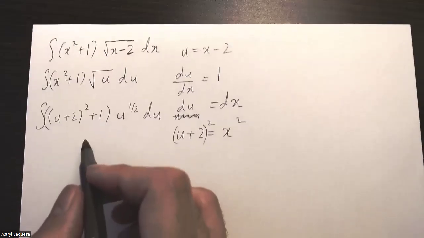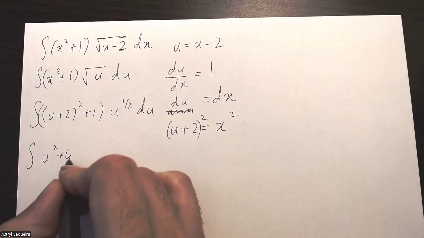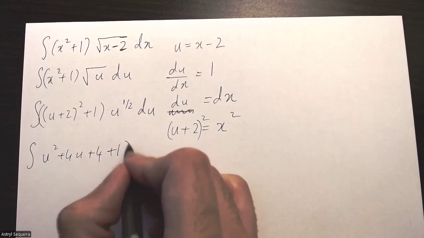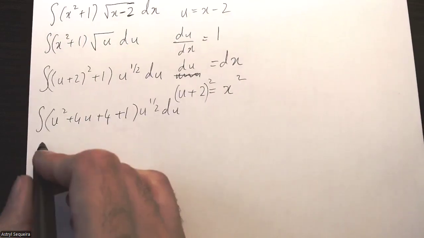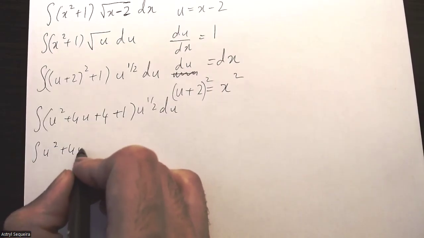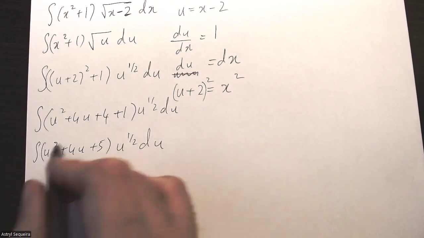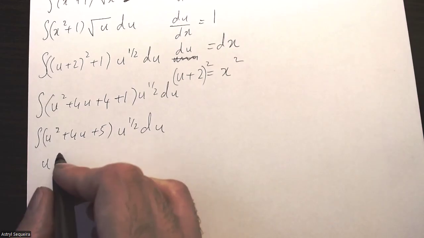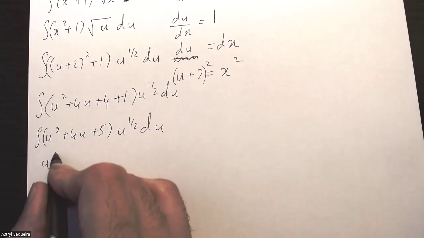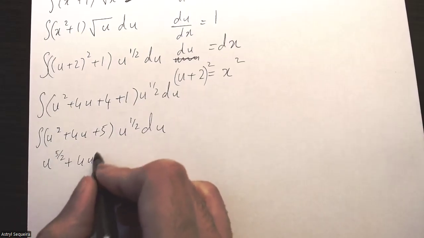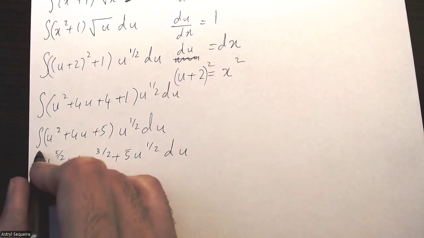So now I just have to integrate this. Before I integrate it, I want to simplify it. I'm just going to expand that bracket. So that's u squared plus 4u plus 4 plus 1 u to the half du. And I'll combine like terms inside this bracket. So u squared plus 4u plus 5 times u to the half du, and then I'll multiply this u to the half into the bracket. That's just going to be u to the 5 over 2 if I add the exponents, plus 4u 3 over 2, plus 5u 1 over 2 du.